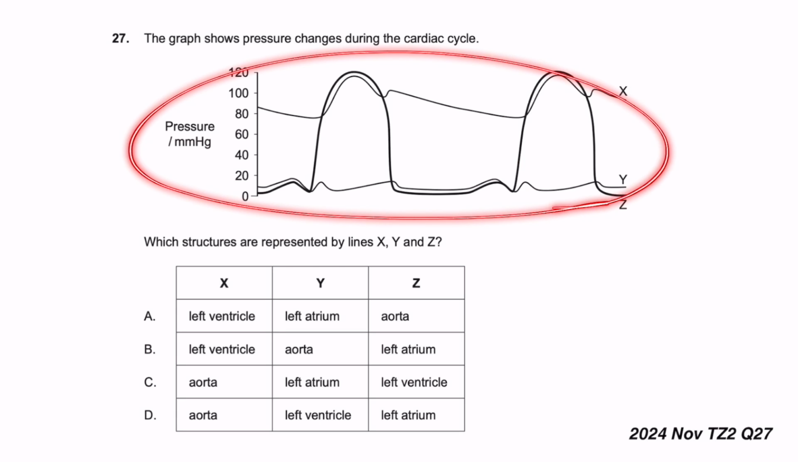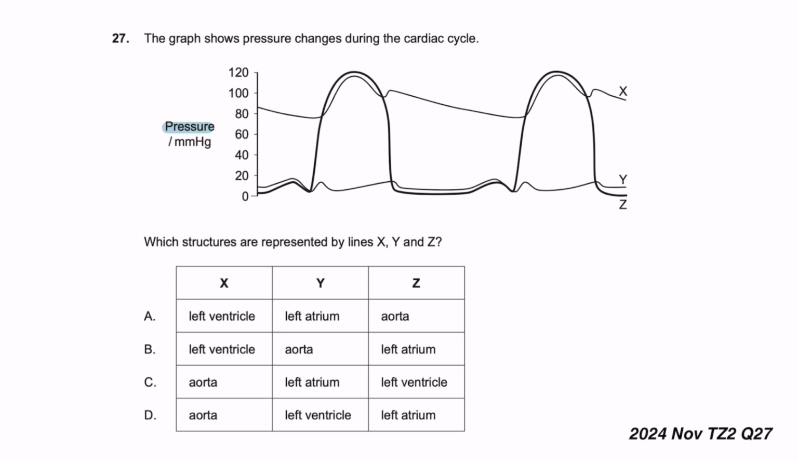This graph shows the change in pressure at X, Y, and Z. The pressure of X always remains high, so X is aorta because aorta is an artery, and the pressure in an artery is always high.